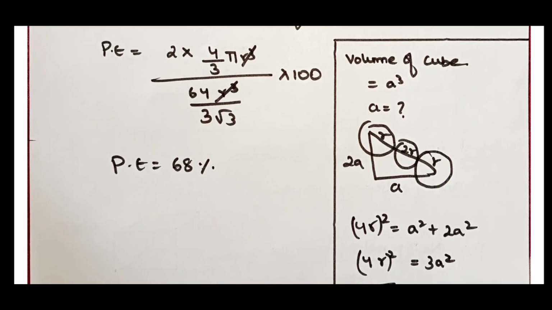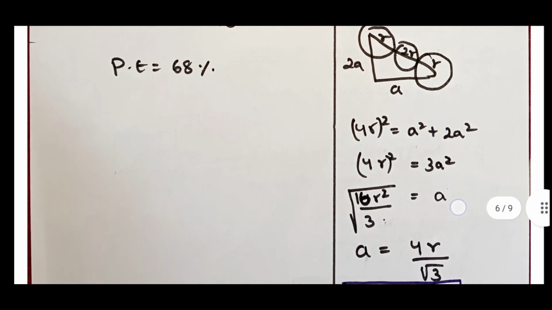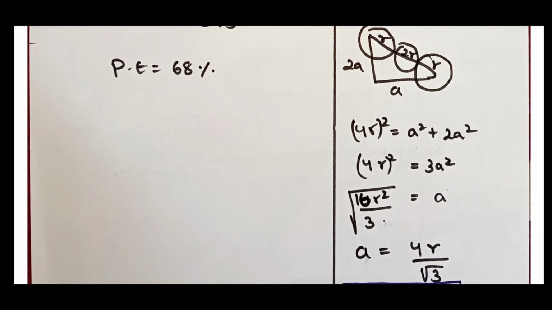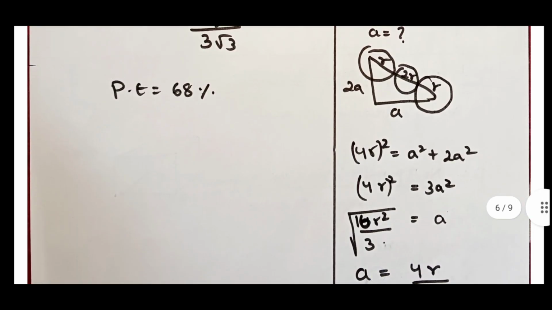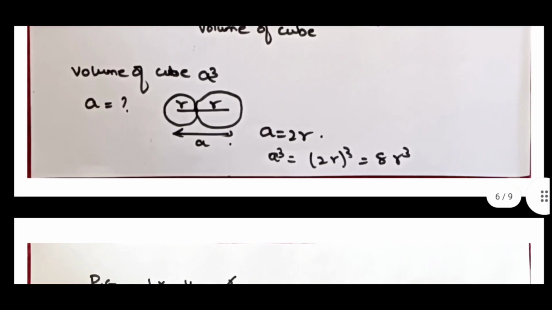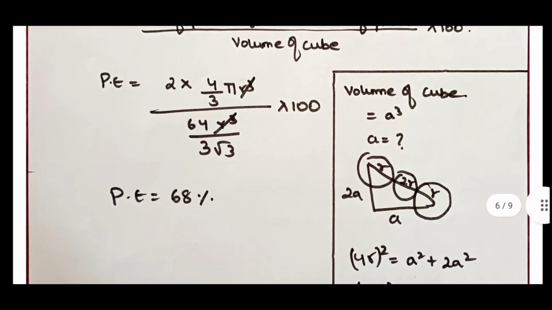and for BCC and FCC, it's different. It's not the same. For BCC, you should consider a triangle in which the hypotenuse is 4r. Like you have one radius, and in the center you have twice the radius, that's the diameter. So the hypotenuse is 4r, and the other side, the opposite, is 2a, and the adjacent is a. If you apply the Pythagoras theorem, you get the value of a equal to under root 16r square by 3, and the value of a cube will be 64r cube by 3 under root 3. So if you substitute all the values here, you get 68%.